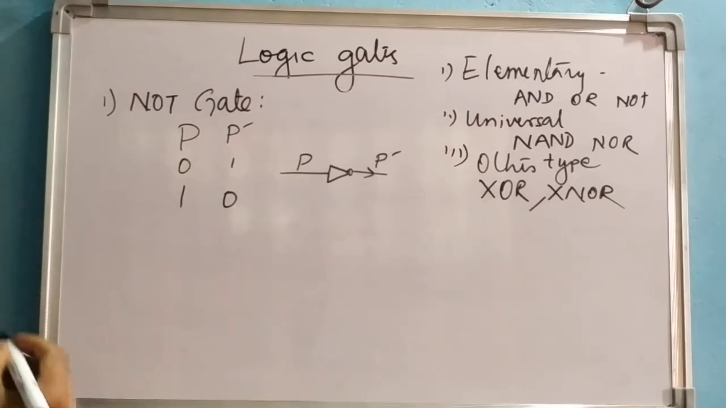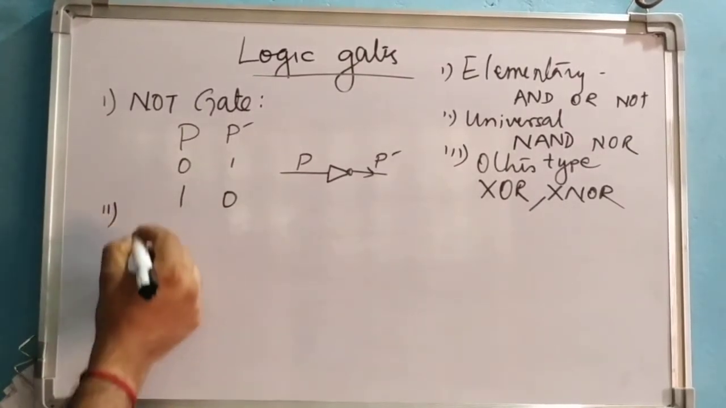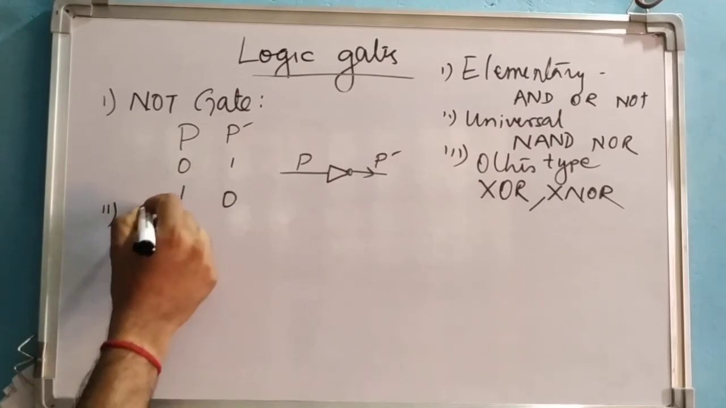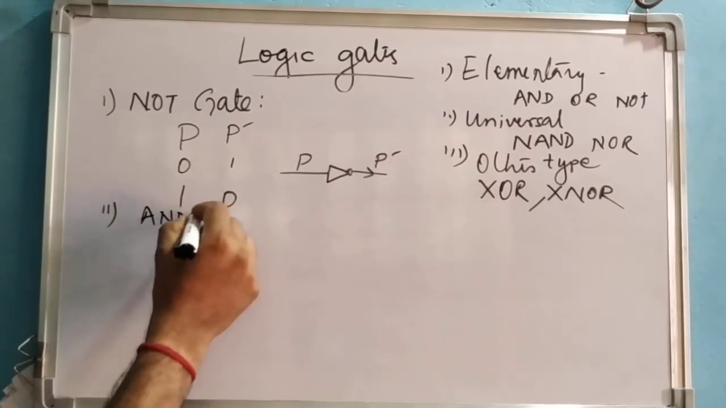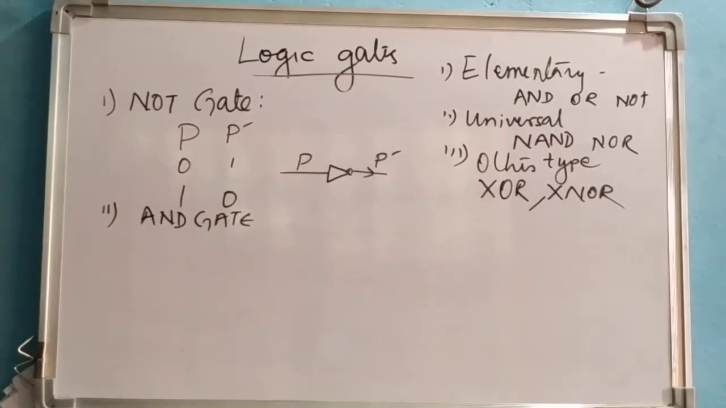Now the second one is the AND gate. We know what an AND gate is. AND gate means if both the conditions are true, then it returns the true value. The gate connects two signals using the connective AND. It implements the operation conjunction, which joins. It gives the true result only when both the inputs are true.